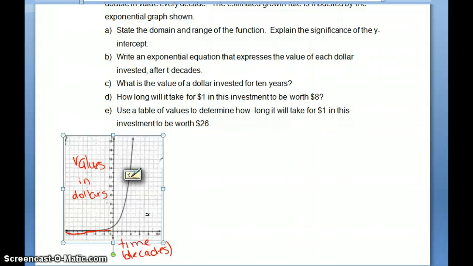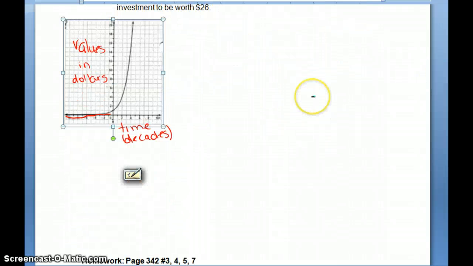So in A here, we need to state the domain and the range of the function and then explain the significance of the y-intercept, okay? So I'm going to scroll down here so we have lots of room there. I have faith that you guys can read that on your own piece of paper. Okay, so for A here, we need to determine the domain.